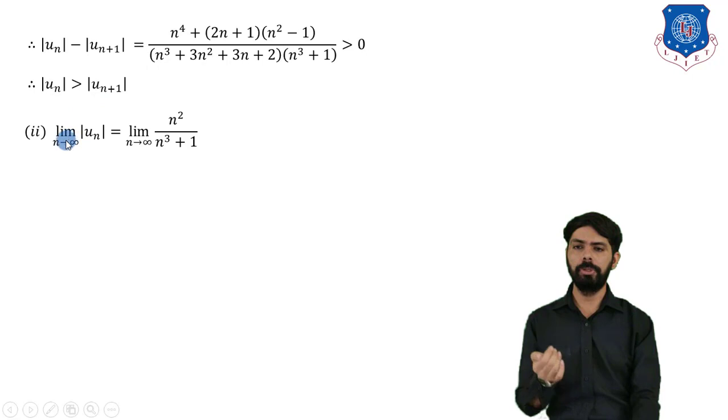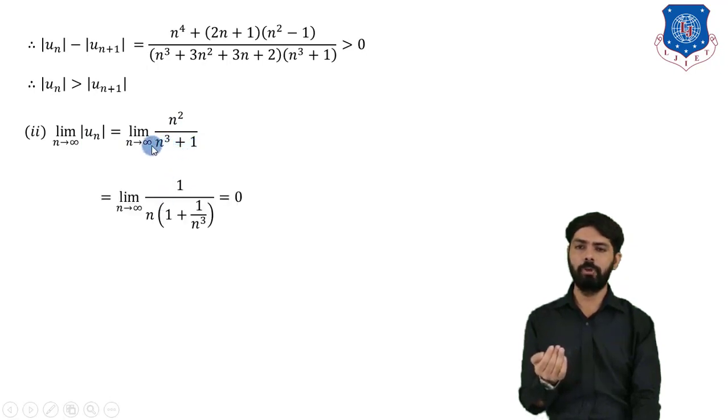Now we will find out the second condition, that is limit n tends to infinite modulus of un. So this is equal to limit n tends to infinite, what is modulus of un? It is n square divided by n cube plus 1. So here we will take n cube common from the denominator. So it will be n square divided by n cube into 1 plus 1 divided by n cube. So if we simplify this, then it will be 1 divided by n into 1 plus 1 divided by n cube. Now we will replace n by infinite.